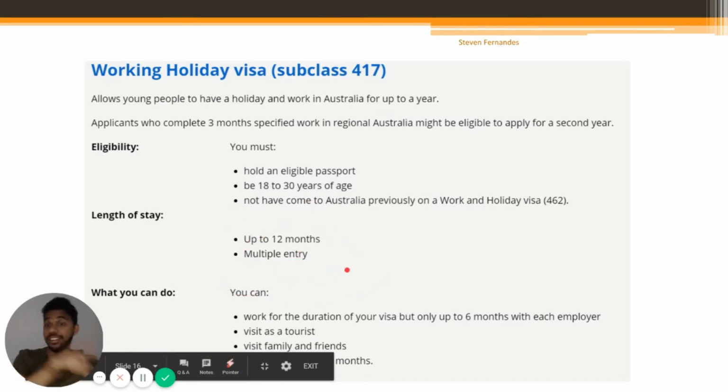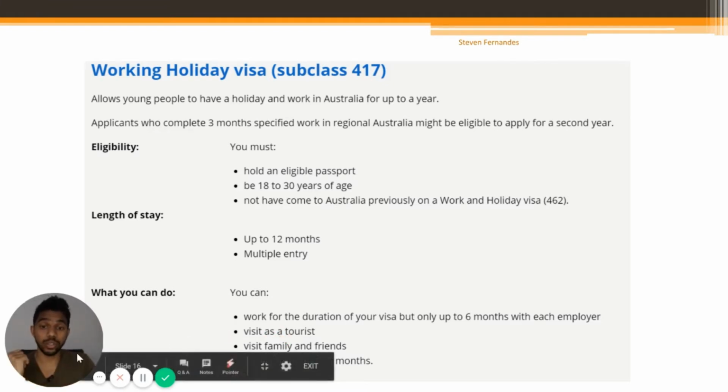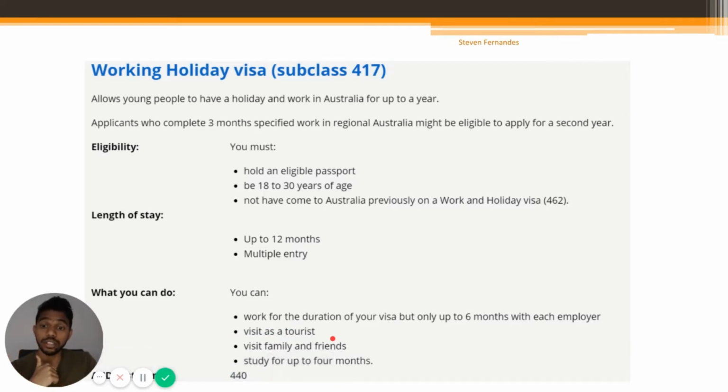You can enter and exit, and you can also work for the entire duration of the visa, but only for 6 months with an employer. So you can't stay with an employer for more than 6 months. You can visit as a tourist, you can visit family and friends, and that's about it. Also, the cost for this visa is about $440.